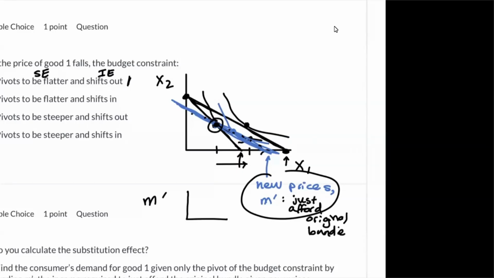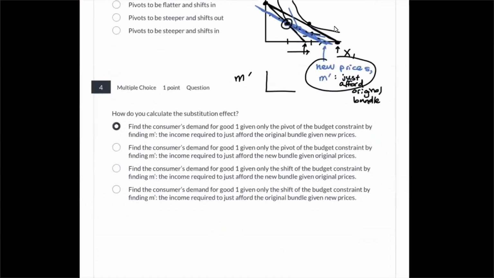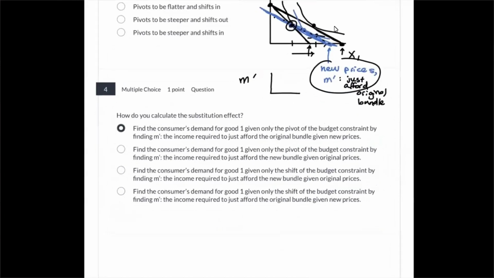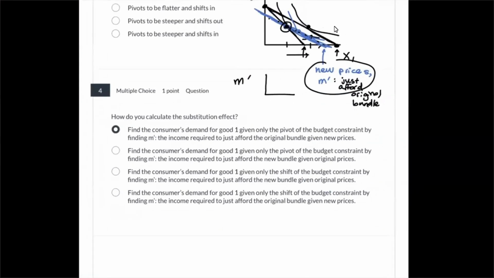Which is the correct answer? Find the consumer's demand for good one given only the pivot of the budget constraint. Yes, it's only the pivot by finding M prime, which is the income required to just afford the original bundle given new prices. So that's what I'm looking for there.